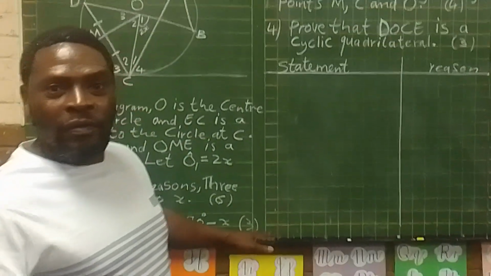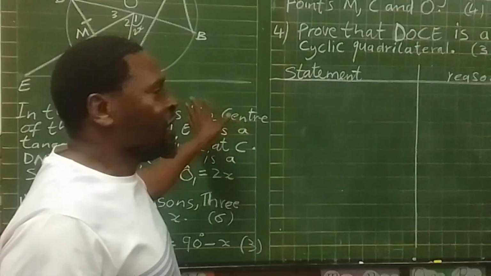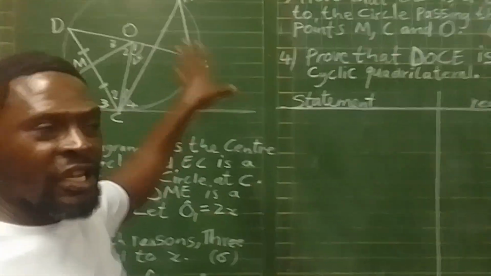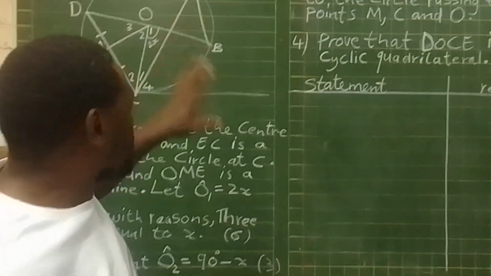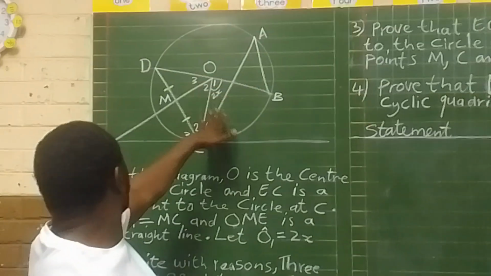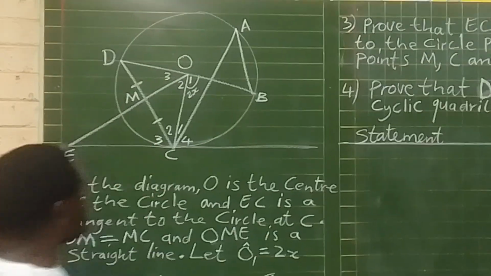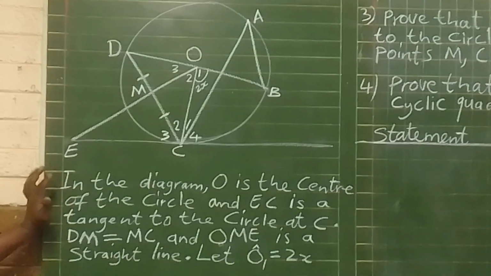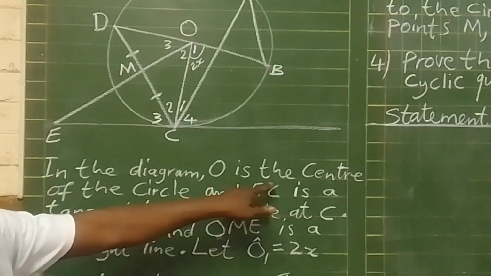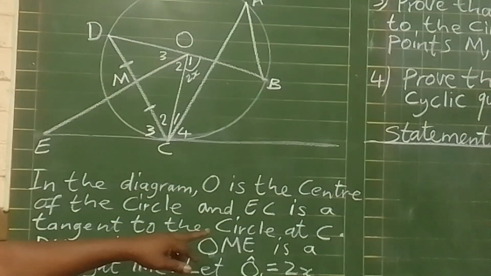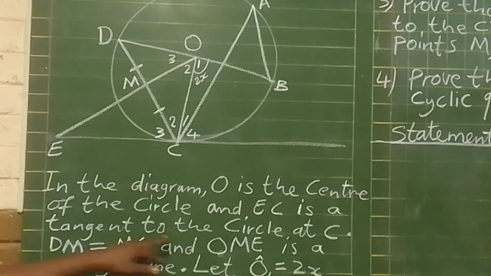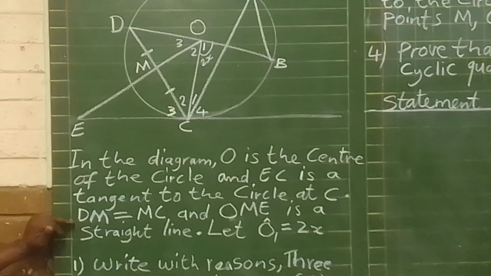We are solving problems using the theorems that we've been practicing some while ago. Now this is what you are given. You are given this circle. The statement says in the circle, in the diagram, O is the center of the circle and EC is a tangent to the circle at C.